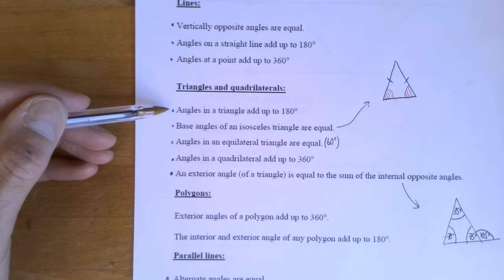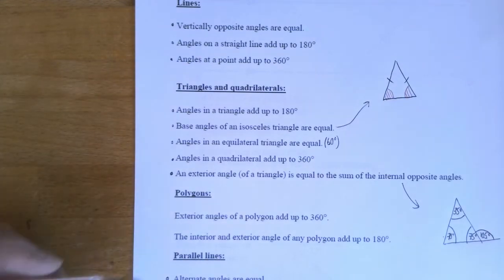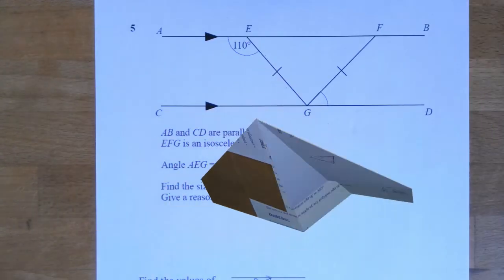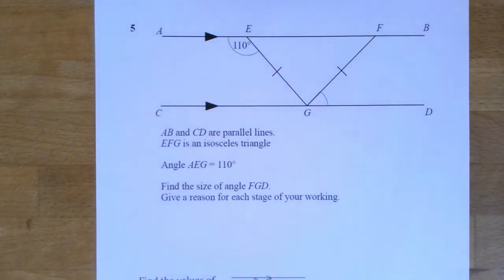Do a little diagram for each of these angle rules, leaving the polygons out, and then we'll move on to the second page. The second page has got three more angle problems, and they involve a mixture of angle rules. So they're not just about parallel lines. They involve a mixture of the rules from that sheet. I'm going to work through the first one, and then I'm going to ask you to have a go at the second and third.